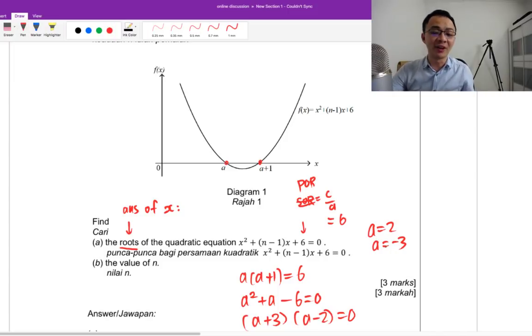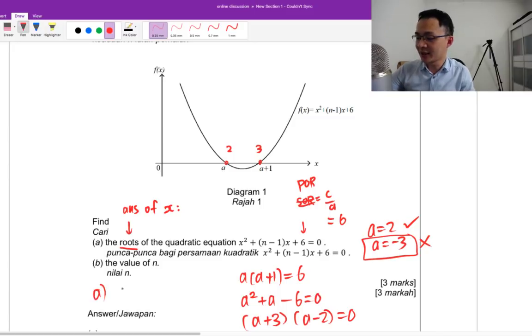But from the diagram itself, you realize that it's not possible to get negative 3, right? So I reject this answer. We will only take the 2. So what are our roots in this question? It will be 2 and 2 plus 1, which is 3. So my answer is 2 and 3 for part A. Right, I hope you can understand it.